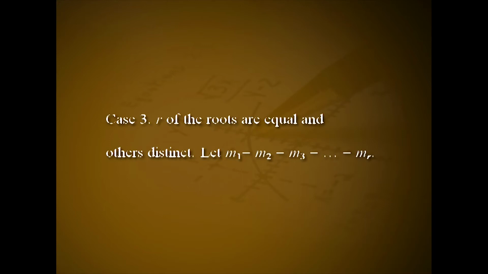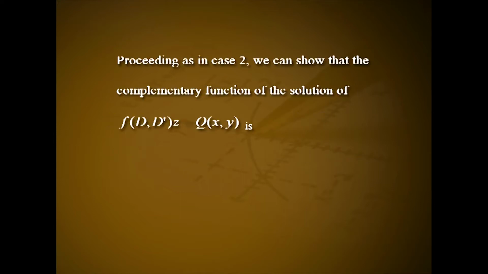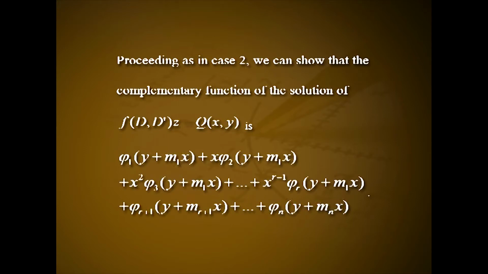Case 3. r of the roots are equal and others are distinct. Let m1 = m2 = m3 = etc. = mr. Proceeding as in case 2, we can show that the complementary function of the solution of f(D, D')z = Q(x, y) is phi1(y + m1x) + x phi2(y + m1x) + x square phi3(y + m1x) + etc. + x raised to r minus 1 phi r(y + m1x) + phi r plus 1(y + m r plus 1 x) + etc. + phi n(y + mn x).